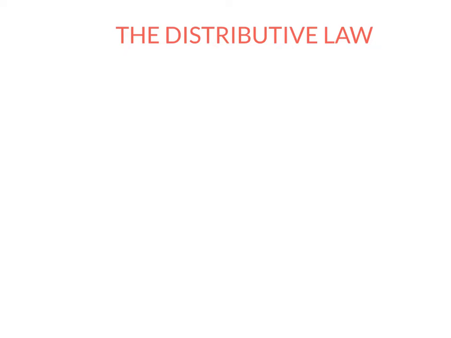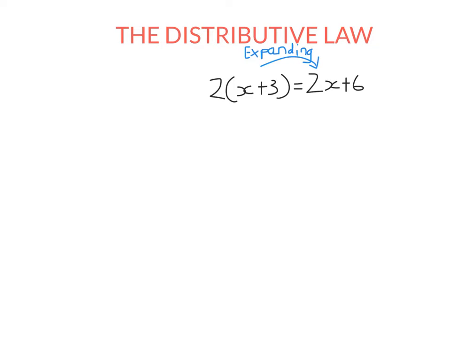So the distributive law is what we use to help us expand brackets. We'll start with an expression like this, 2 outside of x plus 3, and we'll end up with something that doesn't have brackets. We call this process expanding the brackets. If we go the other way, starting with something that doesn't have brackets and ending up with brackets, that's called factorizing. We're going to do factorizing in a subsequent lesson. Today we're just looking at starting off with brackets, ending up without brackets.